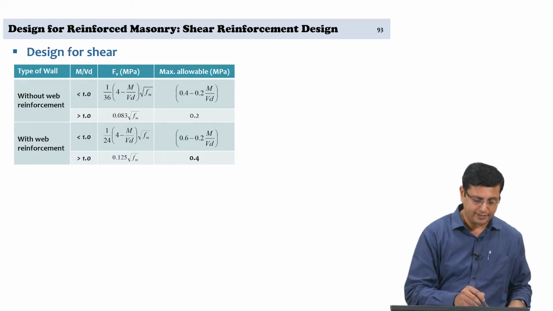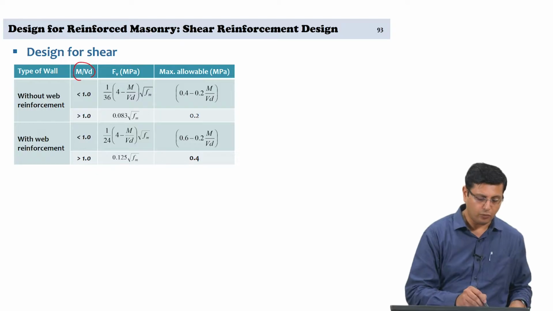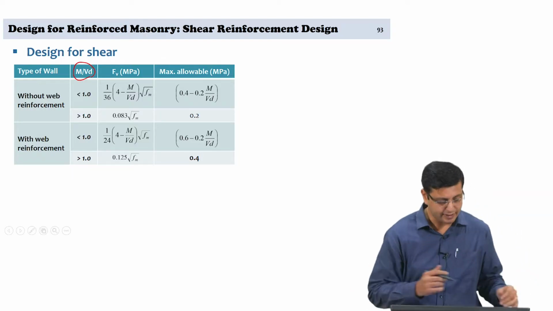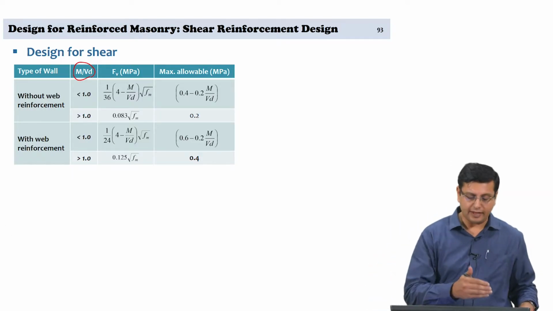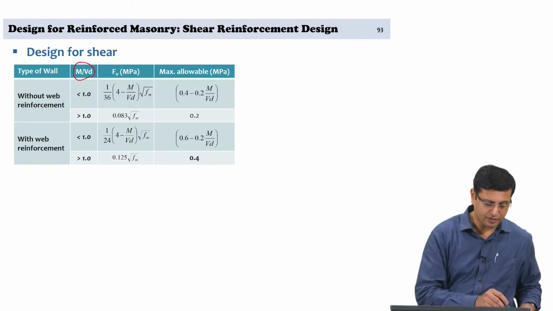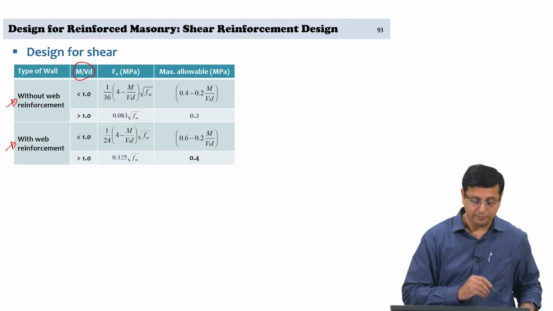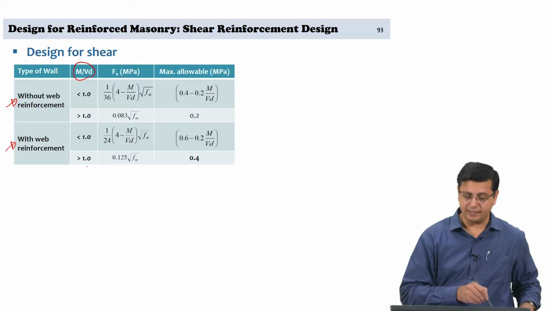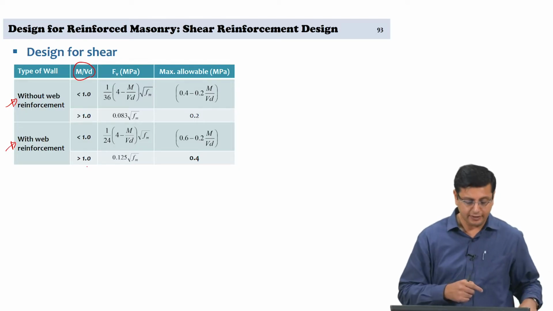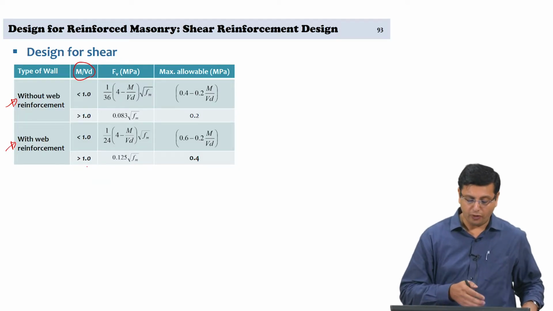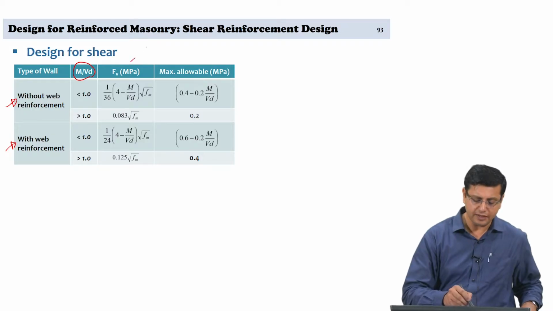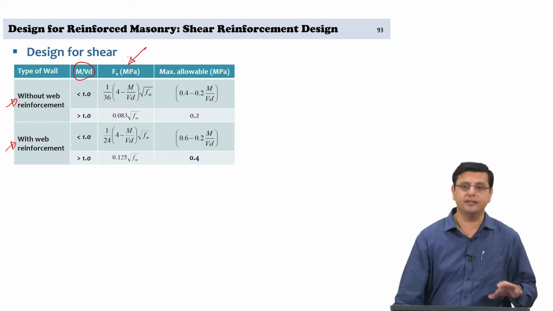categorized into less than 1 and greater than 1, looking at walls that are squat versus walls that are slender. So, that is one categorization after the initial categorization which we do as with and without the web shear reinforcement design. The M by VD ratio is estimated, and then you know into which category the wall would fall, for which the allowable shear stress Fv is prescribed.